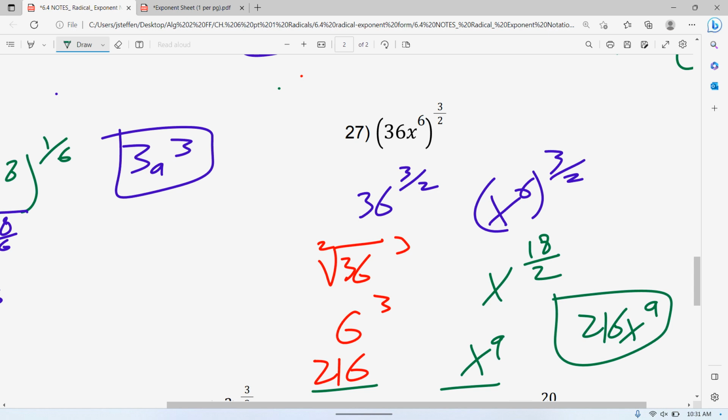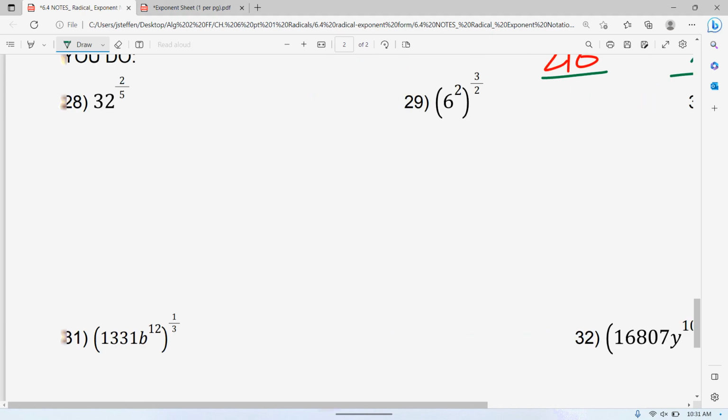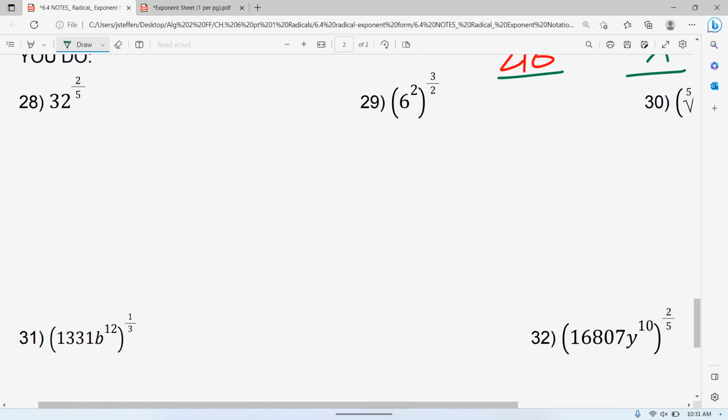I have a couple of "you do" problems for you guys to do on your own. I would definitely encourage you to do these. I know some people skip and start on the worksheet. That's your prerogative. But for some of you, if you're struggling with this and you want to get as good of a grade as possible, do these problems so you can check your work before you start on the worksheet.